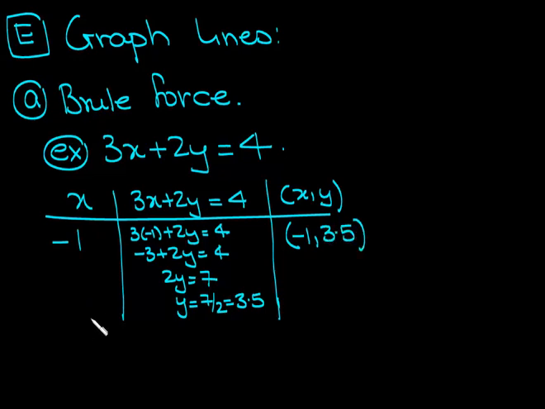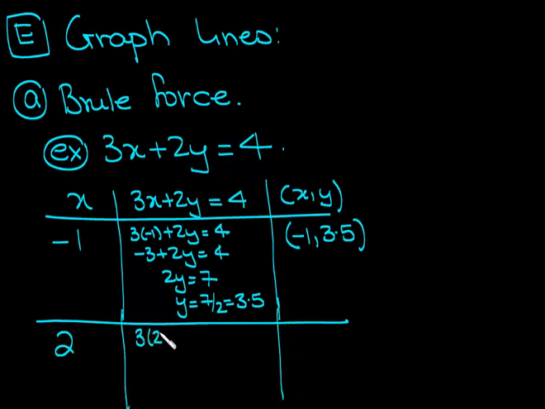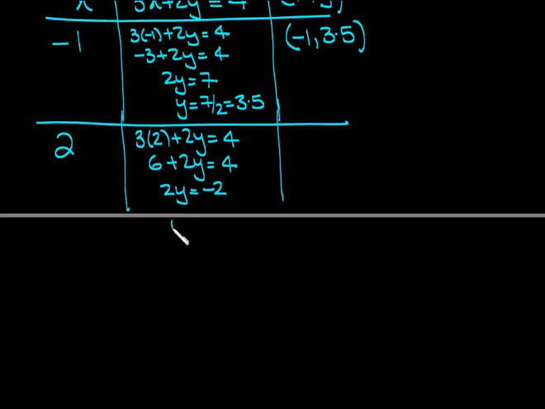Okay, I do need another point, so let's do that. So let's say 2. So we get 3 times 2 plus 2y is equal to 4. So we get 6 plus 2y is equal to 4. So we get 2y is equal to negative 2 when you move that 6 over. So we get y is equal to minus 1 when you divide by 2. So my second point is x is 2, y is minus 1. So now that I have the 2 points, I can graph this very easily.